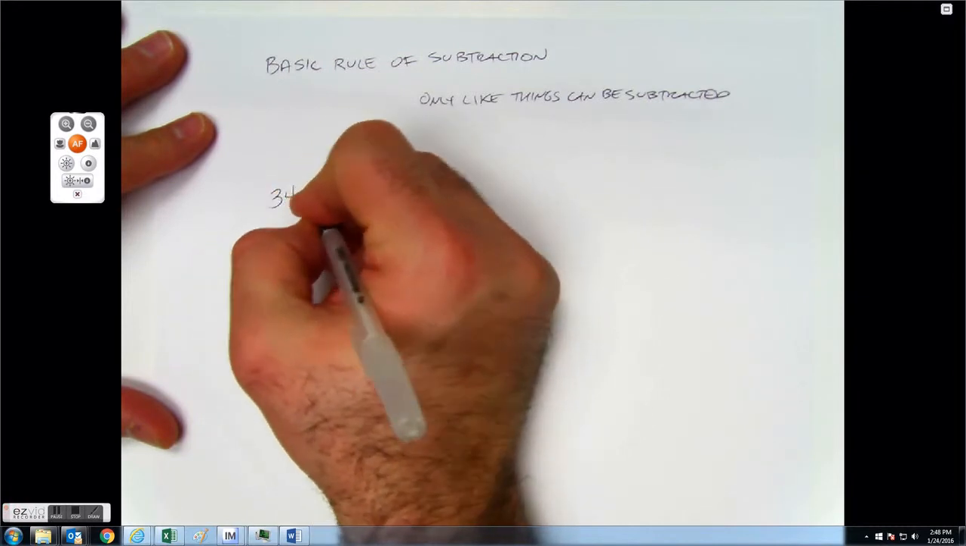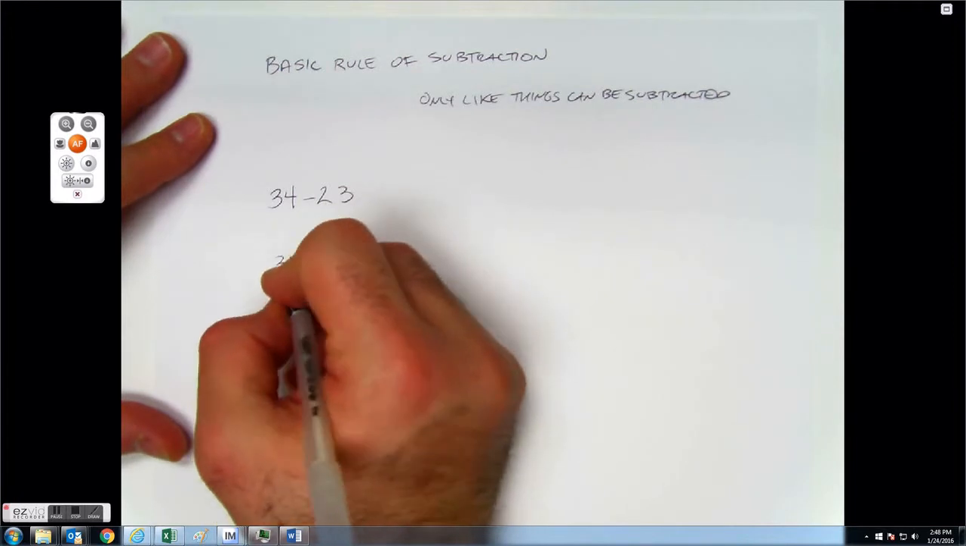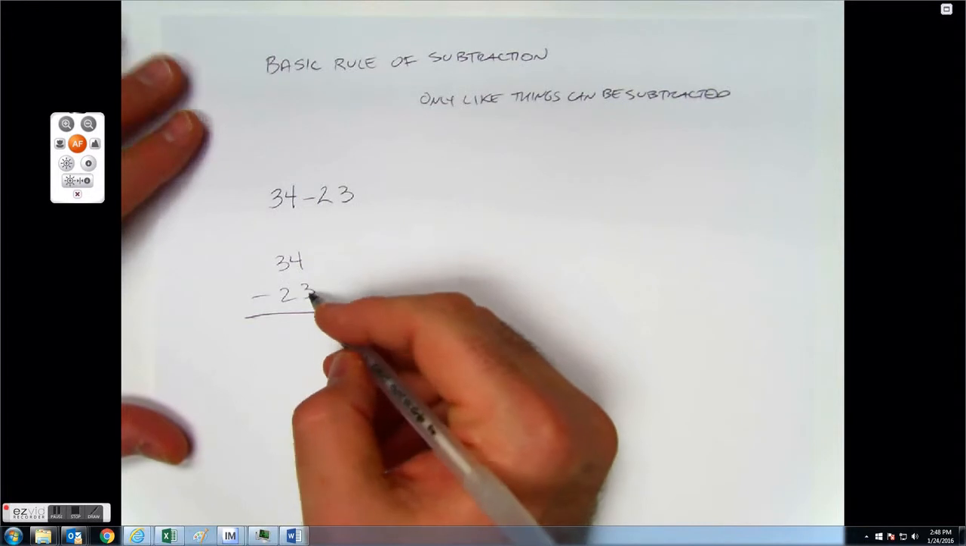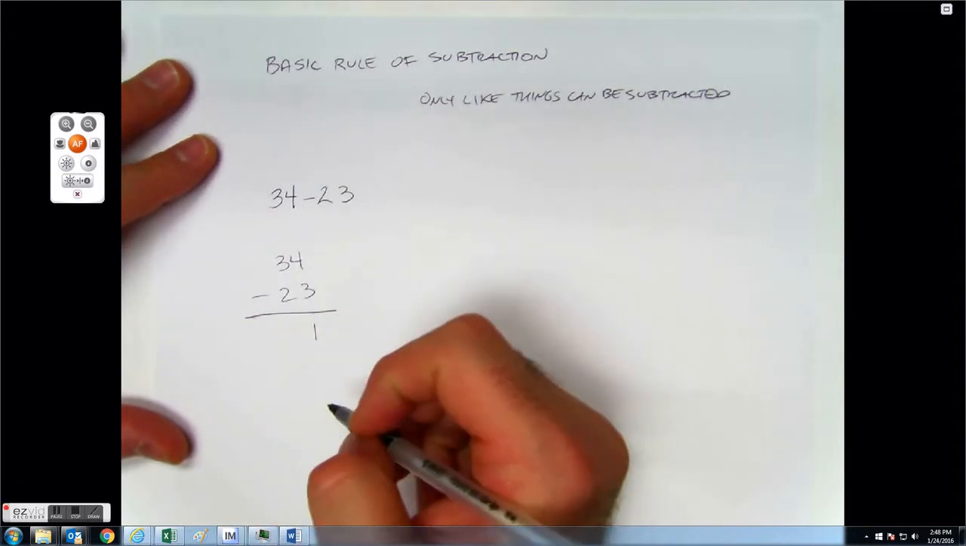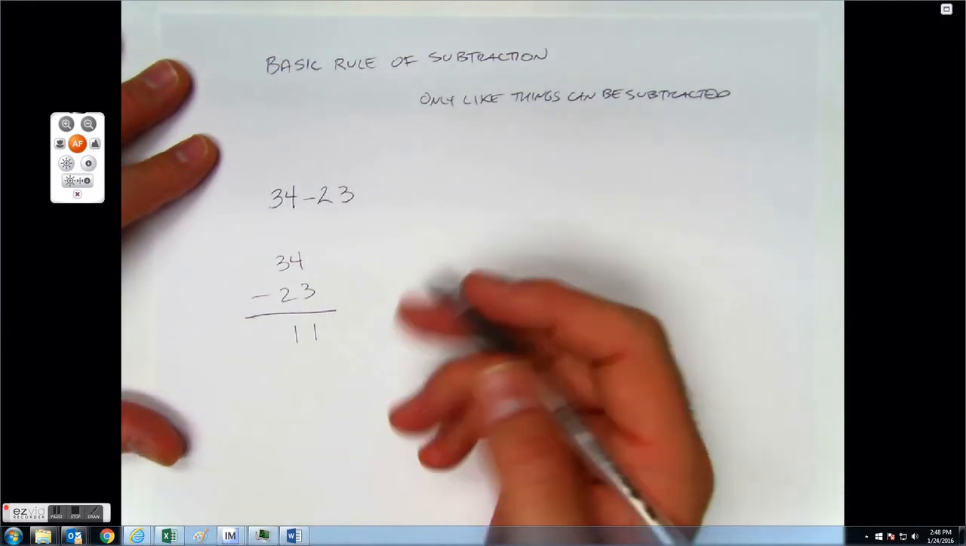Let's do 34 minus 23. Well, just like before, we align these by place value. We look at the ones, and we can take 3 ones from 4 ones because they're like. We can take 2 tens from 3 tens and get 1 ten, which is how we get 11.